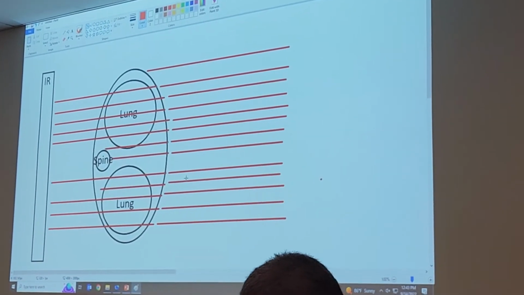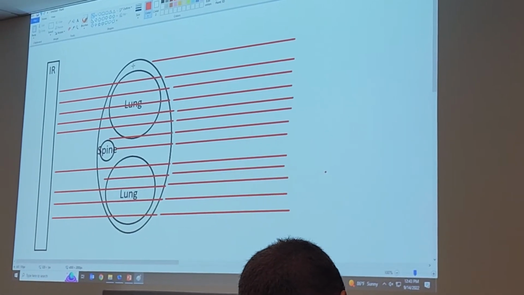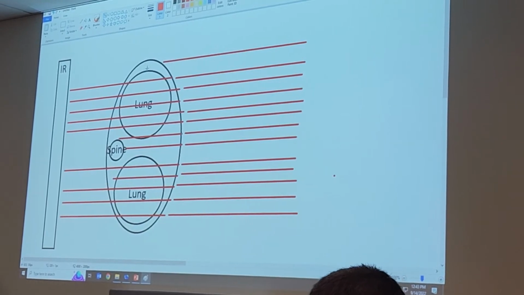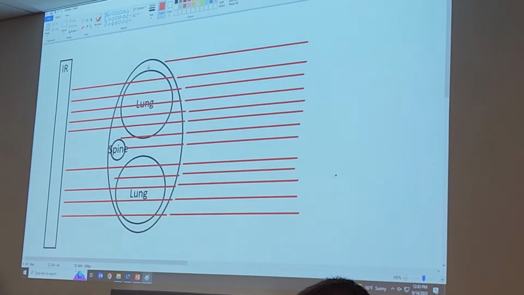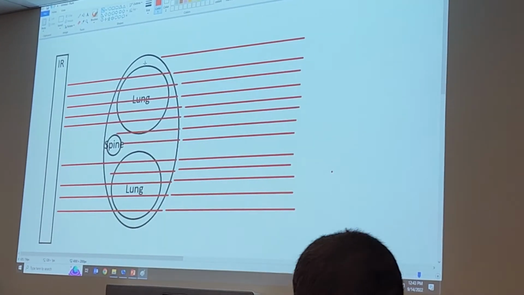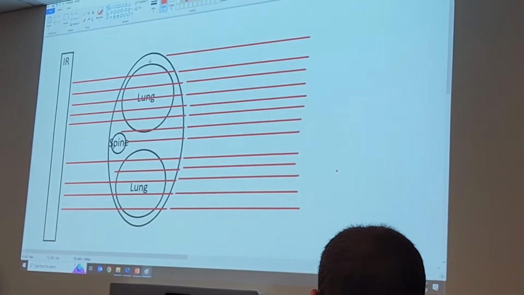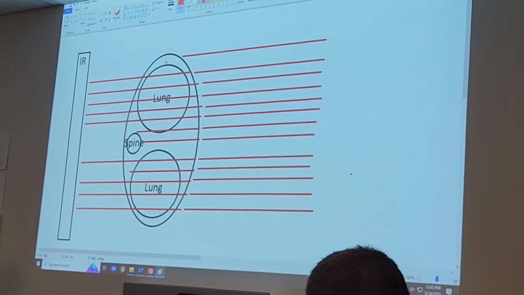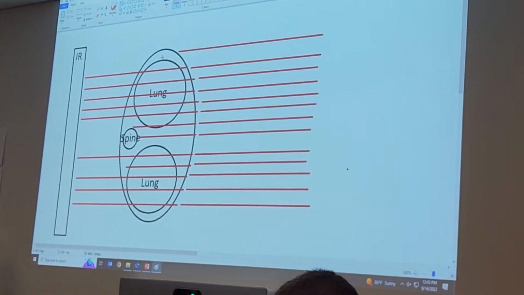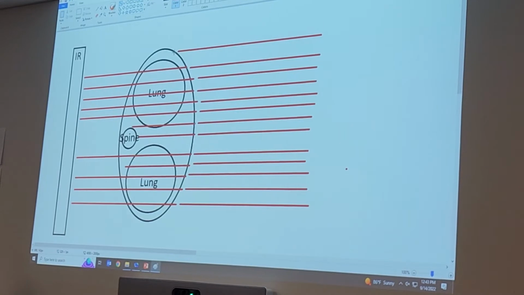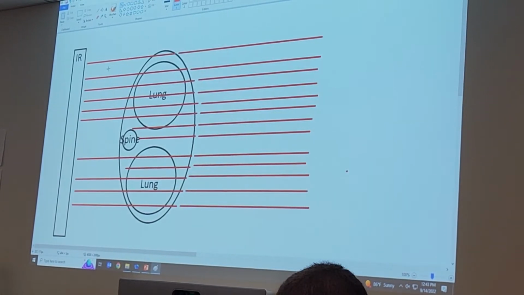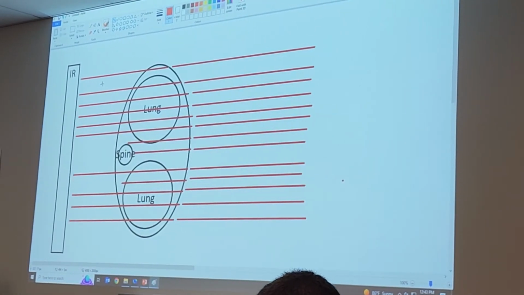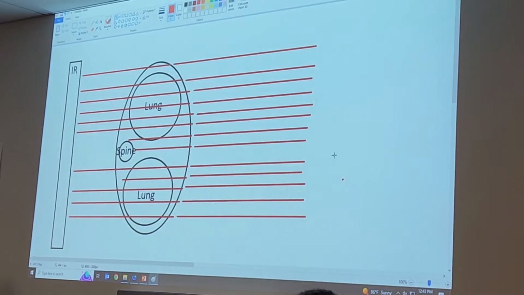Now we take a look over here. This is soft tissue, like fat or muscle. So soft tissue compared to air, is soft tissue more dense or less dense? More dense, because there's more stuff inside the soft tissue. But compared to bone, is soft tissue more dense or less dense? Less dense, right? It's not as compact as bone is. So soft tissue is somewhere in between. It's not fully radiopaque, it's not fully radiolucent, it's somewhere in the middle.